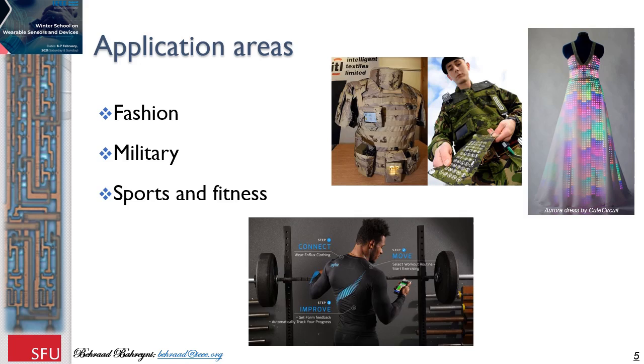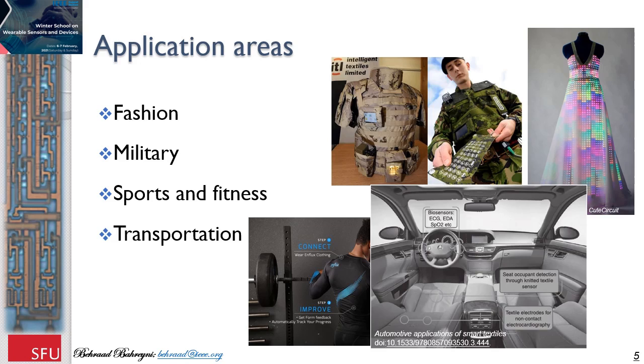Sports and fitness is another relatively obvious application area. In here, you use the smart textile to interact with the body of the person in order to track their activities or even figure out what movements are done perfectly and which ones need improvement. Transportation is another application area.